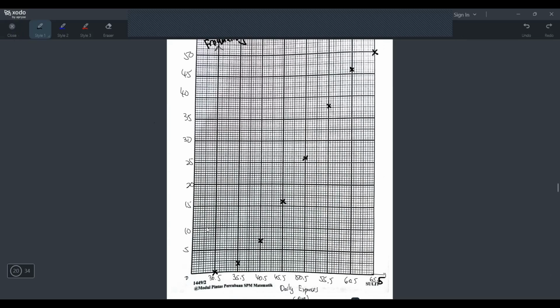Now we can draw our ogive. Use freehand, cannot use a ruler. So I will draw my ogive. If it's not nice, you can erase and do it again. Okay, let's try one more time. Something like this. If you don't like it, you can erase and correct it.